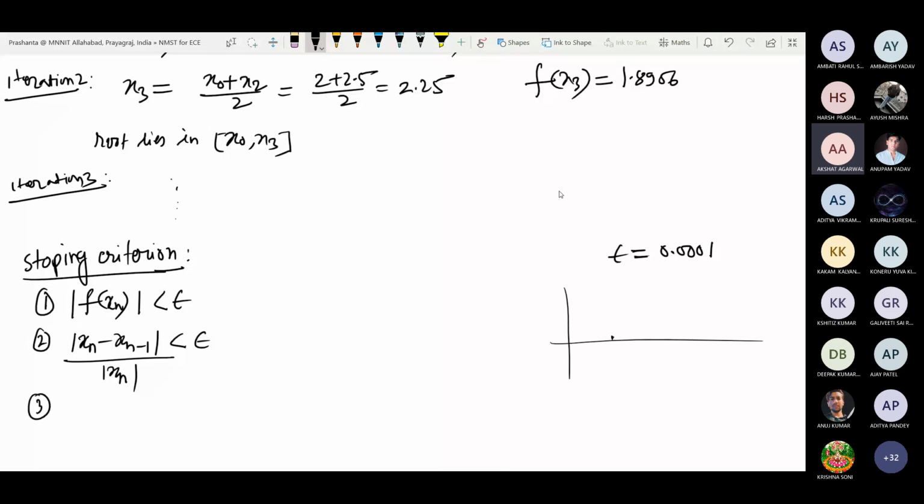Third one, you will predetermine that it does not matter how the iteration behaves. I am going to use only 1000 iterations. After 1000 iterations, whatever answer I get will be the root. That also you can do. So predetermine the number of iterations.